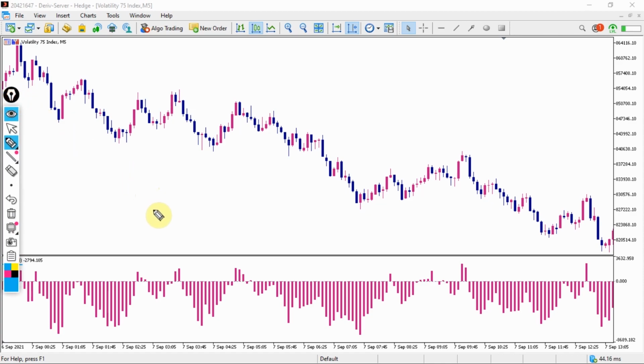It is showing you the mood of the bear market, the way the market is behaving in terms of sellers. I recommend that you use this indicator on a trending market. For example, here we have a downtrend, so this indicator is showing you the flow and the strength of the bears, or the sellers.